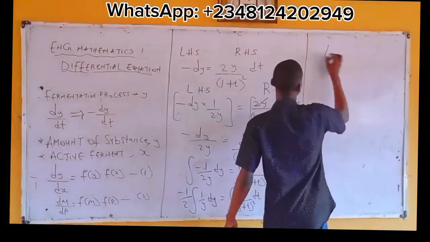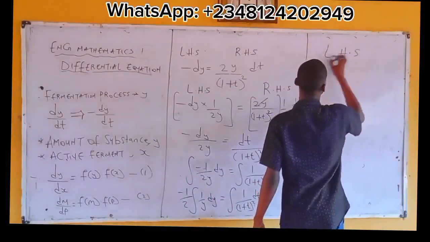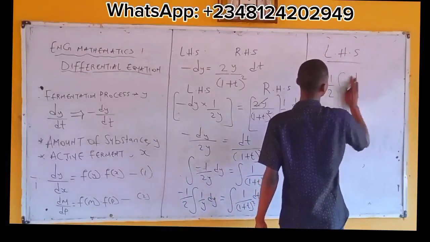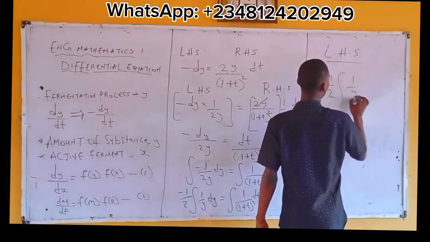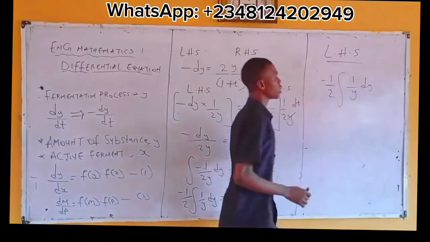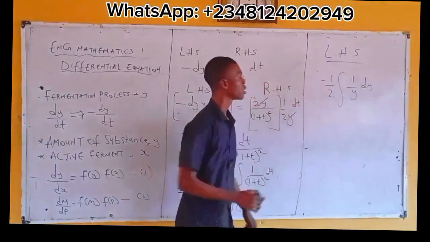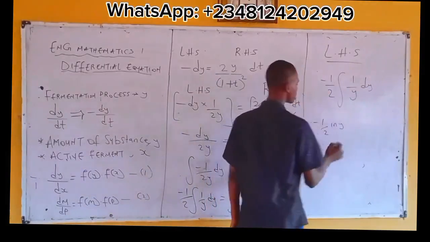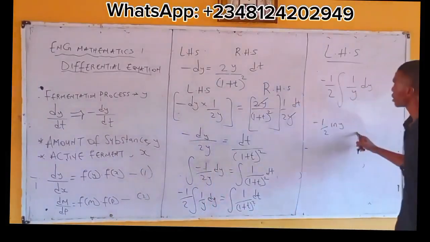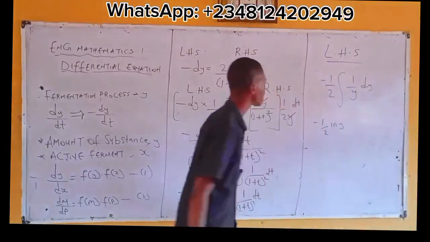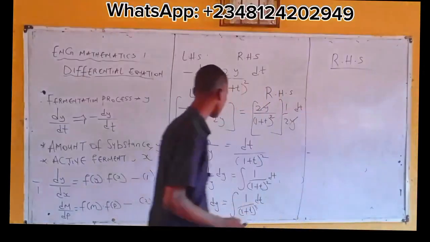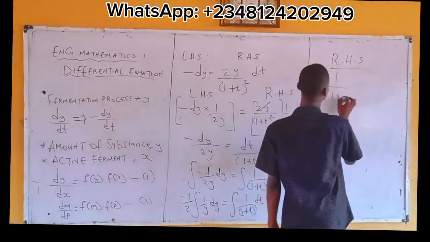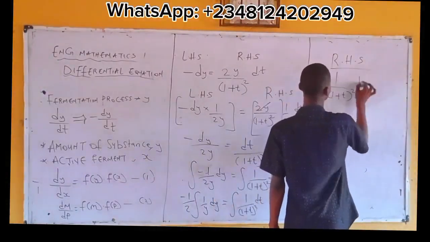Solving for the left hand side. For the left hand side, meaning negative 1 over 2 integral 1 over y dy. This becomes what? Minus 1 over 2 ln y. This is your left hand side, right? Now let's integrate the right hand side. From the right hand side, I'm having the integral of 1 over 1 plus t all square dt.